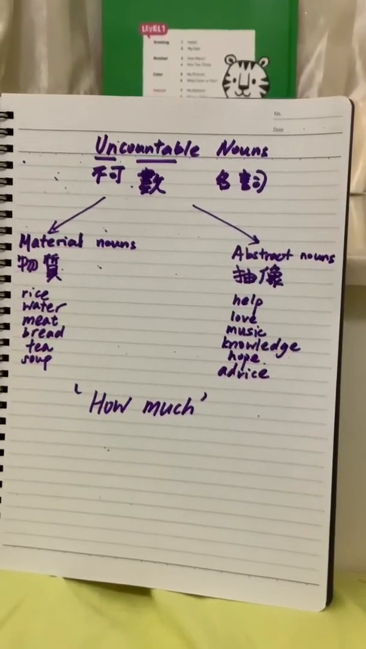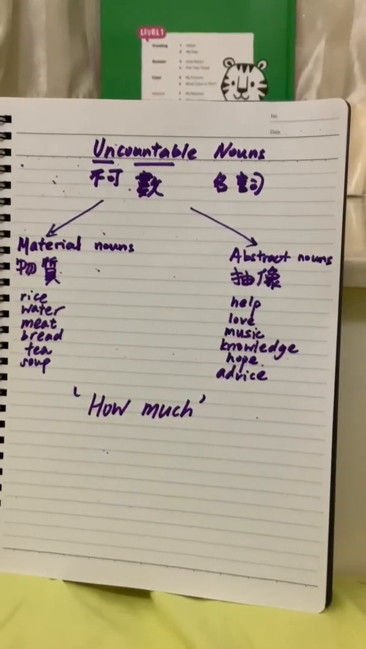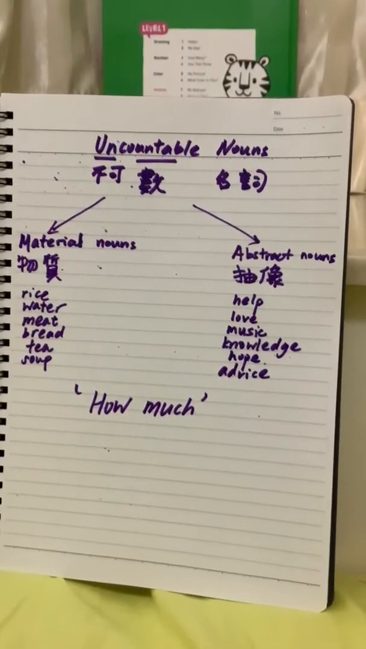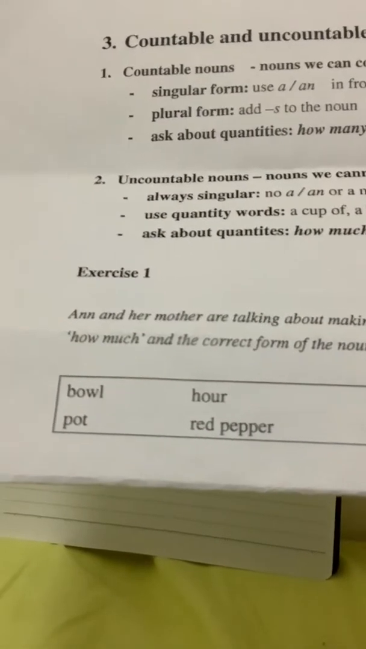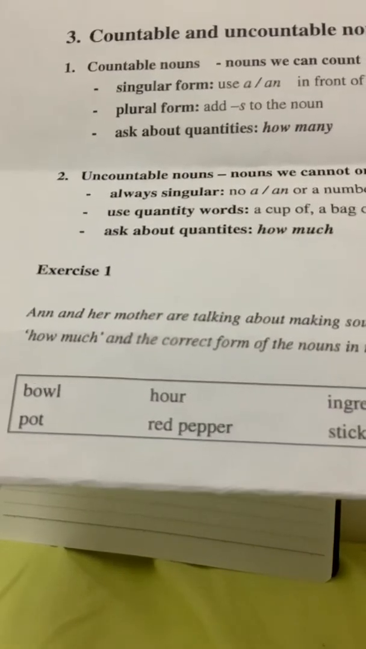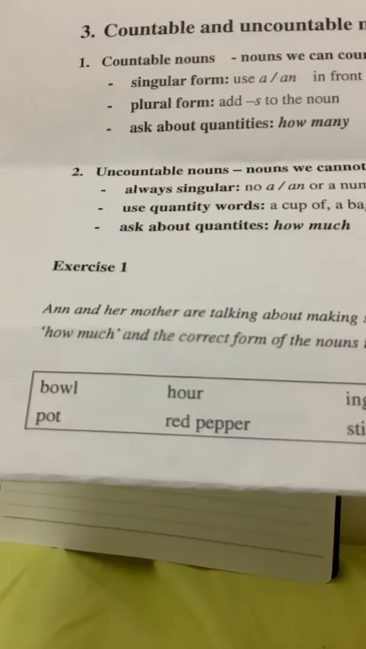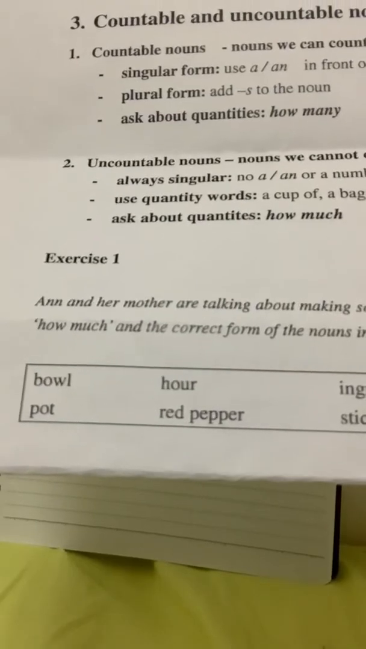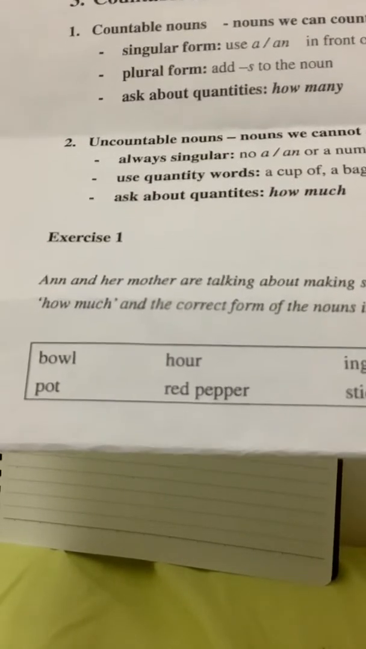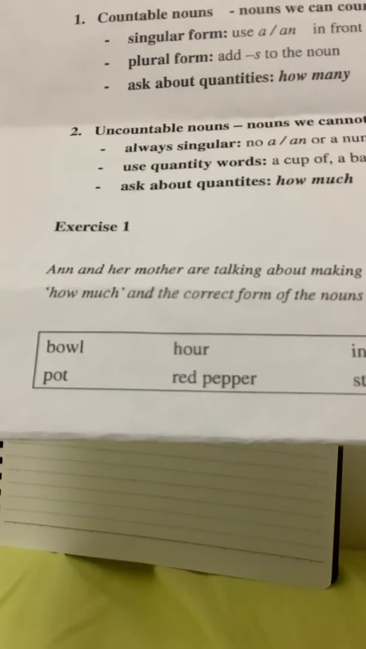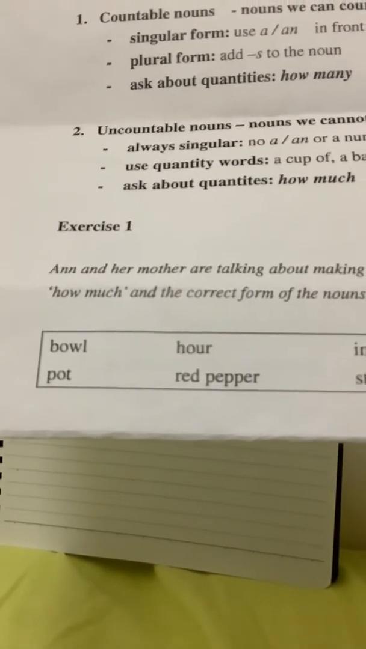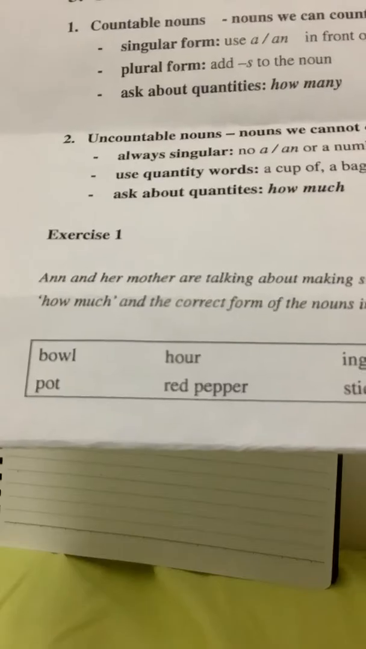Great. Now let's go to our unit booklet, page 7. We'll be finishing exercise 1 and 2. Let's look at the vocabulary together. B-O-W-L, bowl. I'm sure every night you have rice. You'll put the rice in a bowl. Bowl, a bowl of rice.